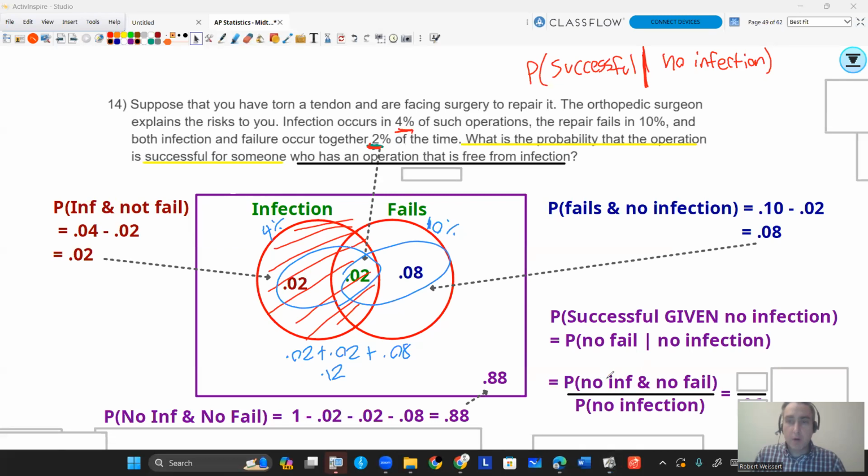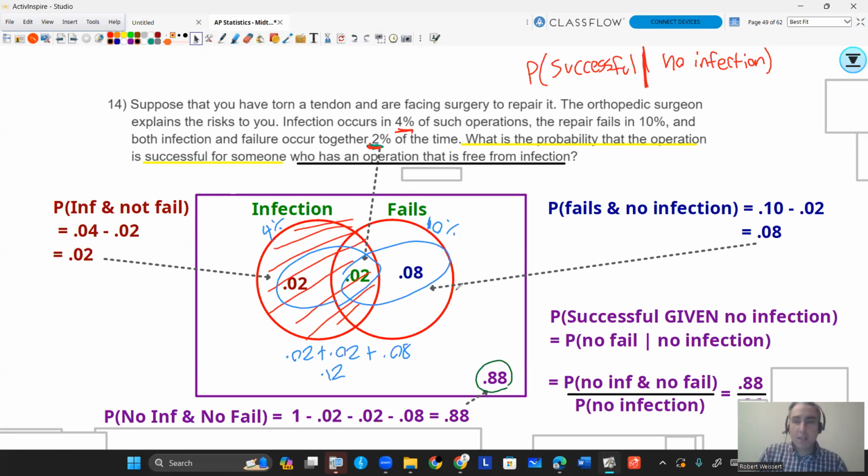So the probability of no infection and no fail. Well, where is no infection and no fail occurring? No infection is out here. No fail is out here. They only overlap where they're not in the circle at all. So no infection and no fail is going to be 0.88. That's going to be your numerator.